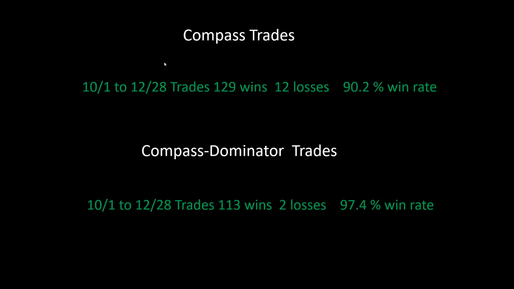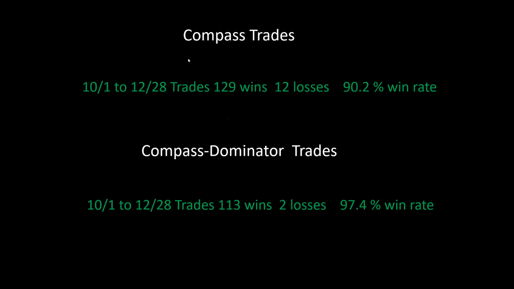All right, so I kind of want to go over the Compass system and the Dominator system. The Compass system is a piece of software that identifies when institutions are in a trade, either long or short, and when they're not in a trade. The Dominator system is looking at market internals, and market internals are looking at the number of stocks moving up on up volume and upticks versus the number of stocks moving down on down volume and downticks.